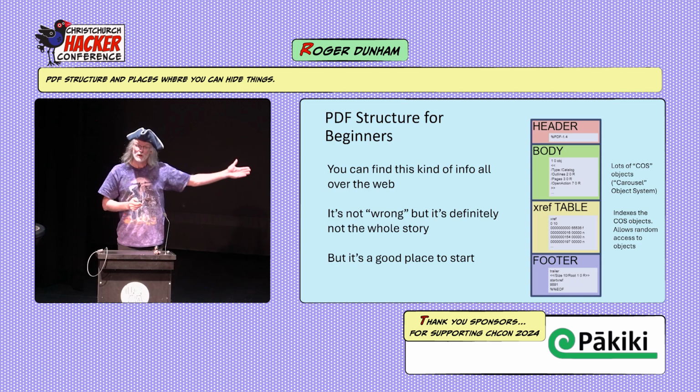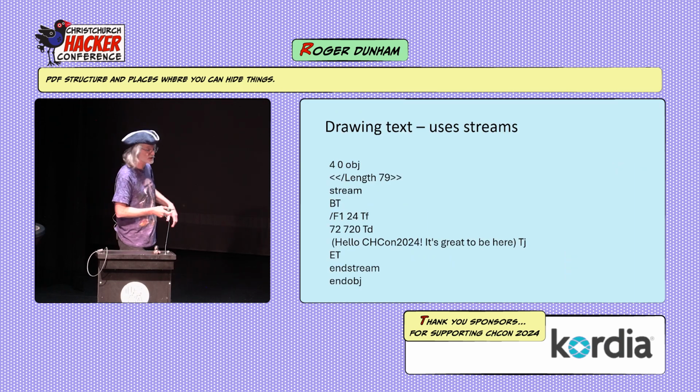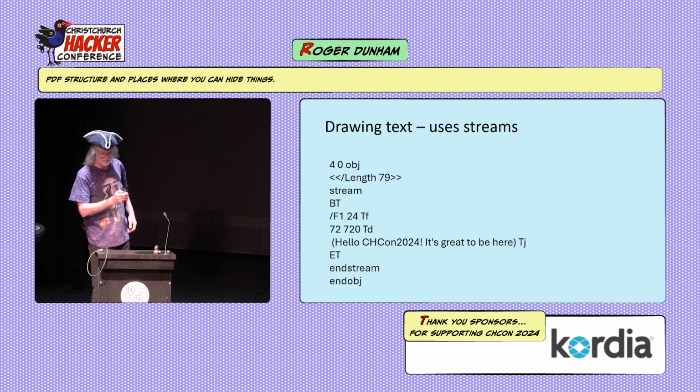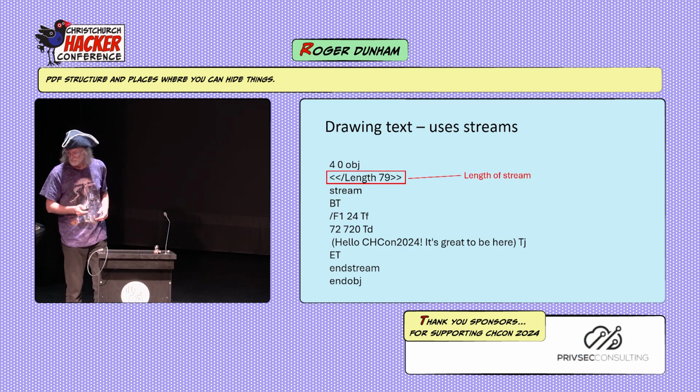But anyway, we'll assume that's fine. Let's see how it actually, within an object, draws some text. And it's actually done in a stream. This looks complicated, but we're clever people, we'll work it out. So the first thing is the length of the stream.